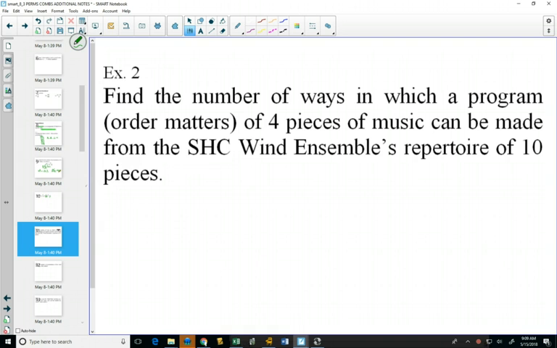Find the number of ways a program, in which the order matters, of 4 pieces of music can be made from 10 pieces of music. So if you're using spaces, we find that often with these questions, we will use the spaces strategy more than we'll use a formula. So we have 4 decisions to make. You have 10 choices of song for the first one, then 9, then 8, then 7. And this is the same as 10P4.